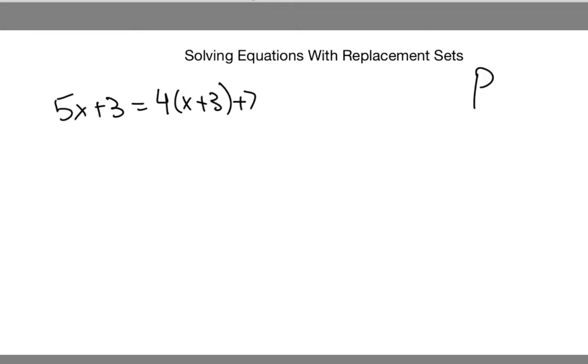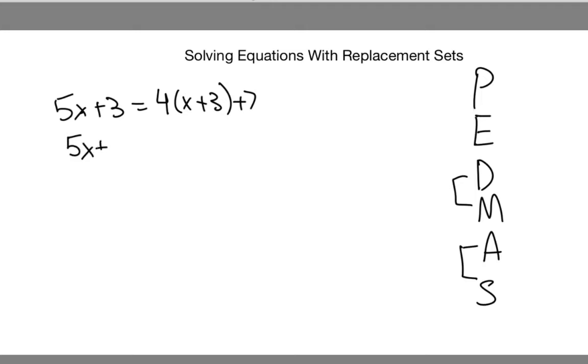So we have PEMDAS, P-E-D-M-A-S. It stands for parentheses, exponents, division and multiplication done at the same time, addition and subtraction done at the same time. So let's start. In this, we have 5x plus 3. If you watched the Combine Like Terms video, you should know these are not like terms. You can't do anything, so this 5x plus 3 side is simplified as much as possible for now. We haven't really looked at this side yet.